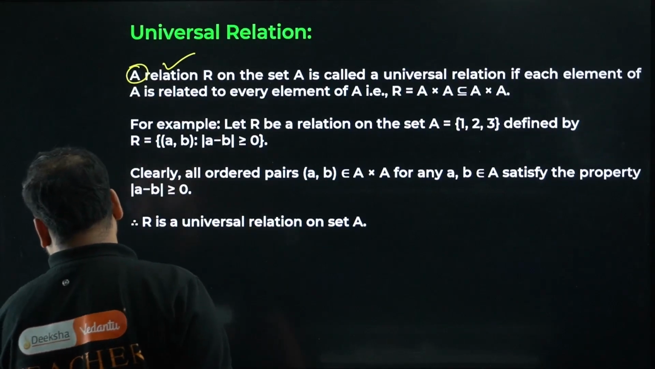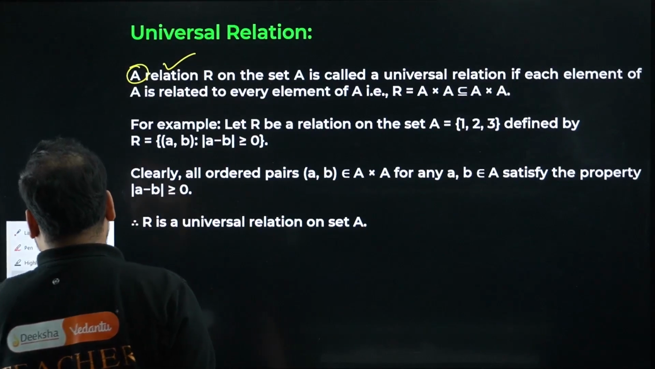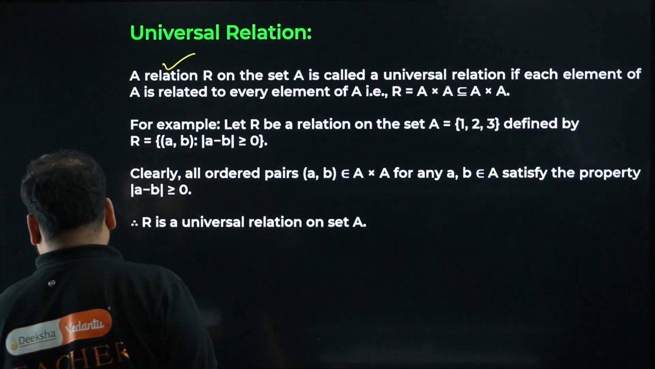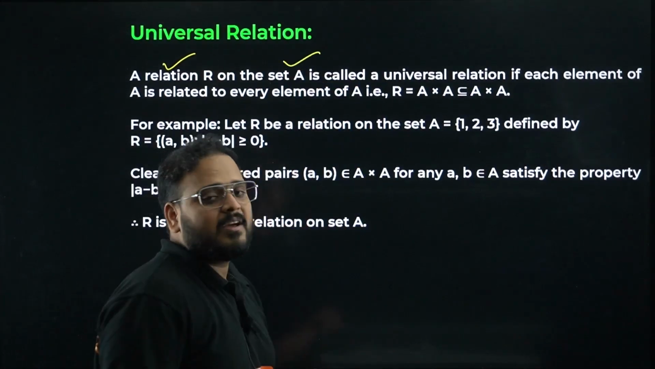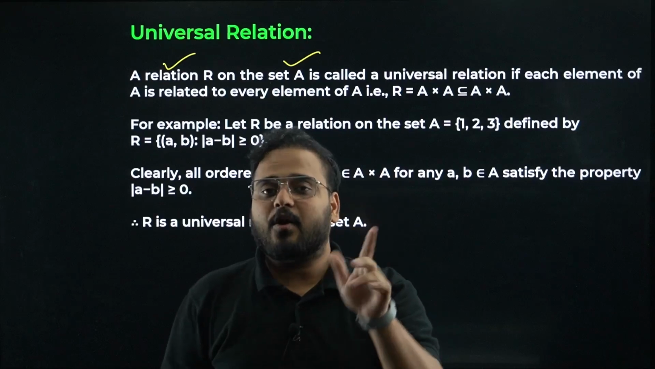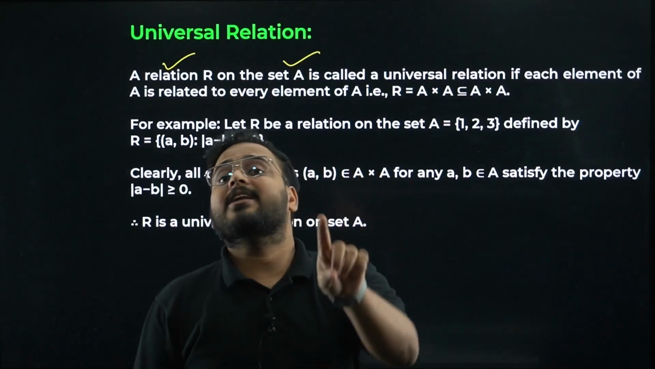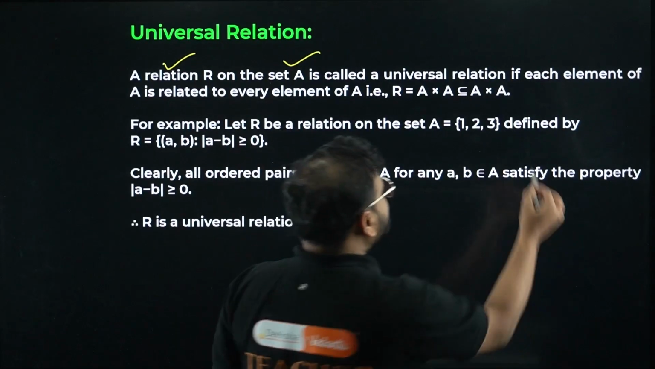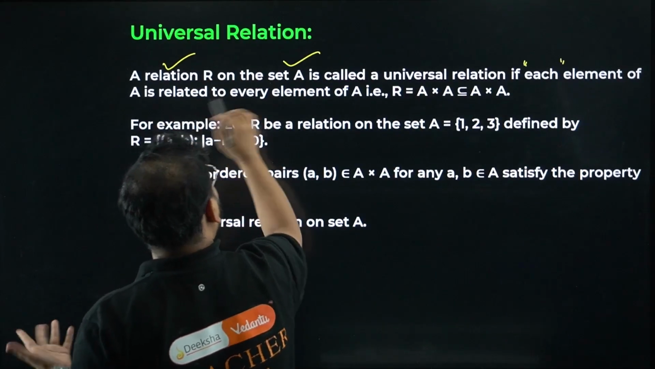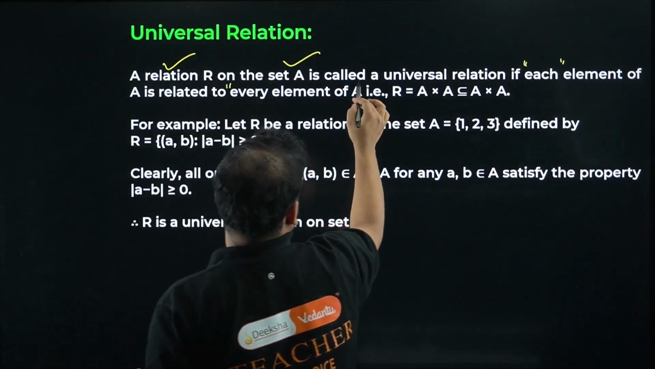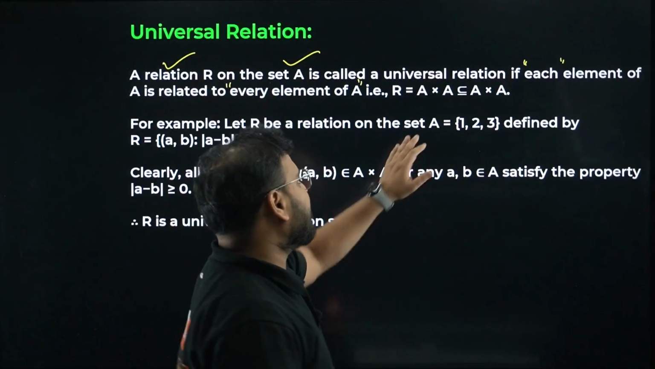Okay, this is not the set. Forgive me, one second. If I'm defining a relation R on the set A itself, then each and every element of the set A will be related to every element in the set A. So each element of the set A is related to every element of the set A, which means R will be defined as simply A cross A.